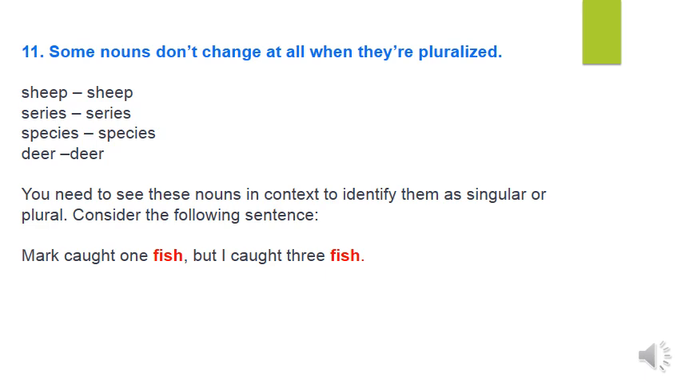But to see if this noun is a singular or a plural noun, you have to find this in the context of the sentence. Let's look at the example here. Mark caught 1 fish, but I caught 3 fish. So you can see here that fish here is the singular and fish here is the plural noun. So to know whether this noun is a singular or a plural noun, you have to read the sentence and see these nouns in context to identify them as singular or plural nouns.